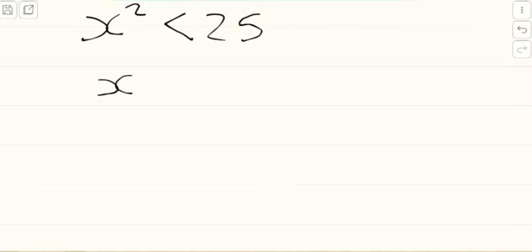Hello guys, in this video we're going to be looking at some quadratic inequalities, and the first one that I'd like for us to look at is this: x squared is less than 25. Now a common mistake is to simply square root both sides and say x is less than 5.